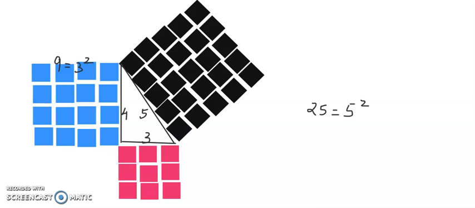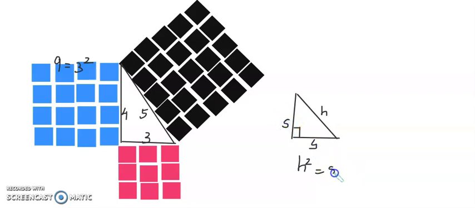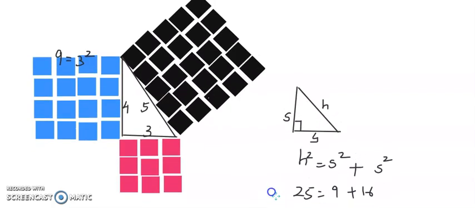Okay, so if I want to clearly give you an idea, Pythagoras theorem says that if you have a right angle triangle, then the hypotenuse square, which is h square, will be equal to the sum of the squares of the two sides. Like here, 25 is 9 plus 16. Hope you understood. Thank you.